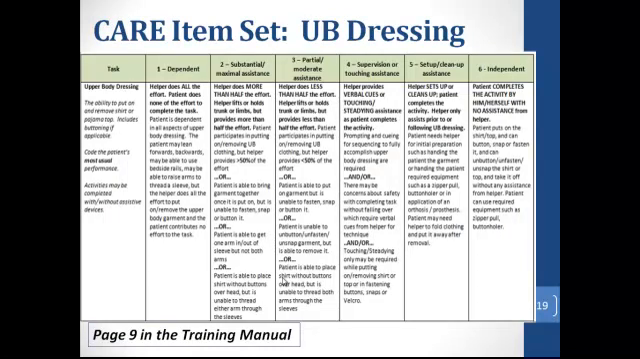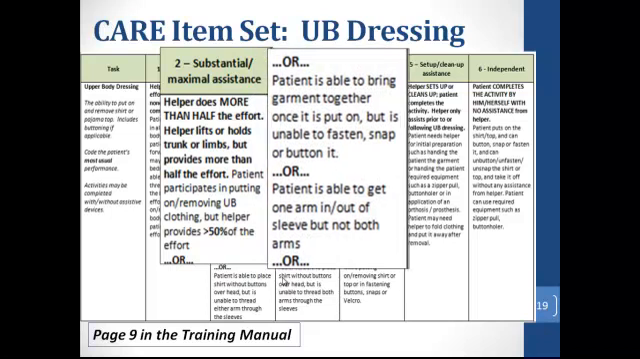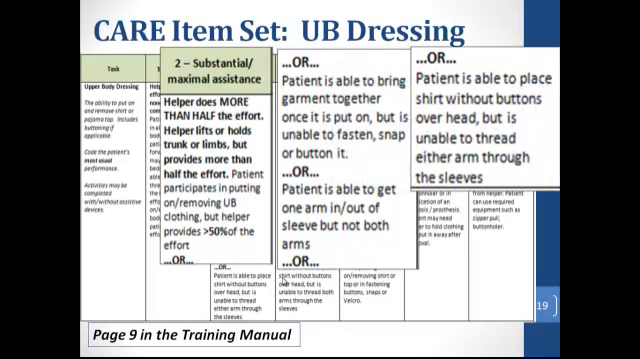When scoring, consider all of the elements of putting on and taking off upper body clothing when considering the plus, the greater than, or less than 50% assistance level. For instance, a rating of 2, substantial maximal assistance, might look like the patient is able to bring the garment together once it is put on, but is unable to fasten, snap, or button it. Or maybe the patient is able to get one arm in and out of the sleeve, but not both arms. Or the patient is able to place the shirt without buttons over their head, but is unable to thread either arm through the sleeves.